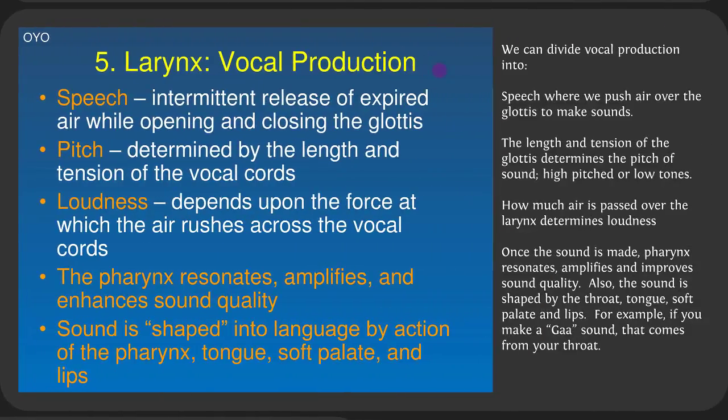We can divide vocal production into things like speech, where we push air over the glottis to make sounds. The length and tension of the glottis determines the pitch of the sound, high-pitched or low tones. How much air is passed over the larynx determines loudness. And once sound is made, the pharynx resonates, amplifies, and improves sound quality. Also, the sound is shaped by the throat, the tongue, the soft palate, and the lips. For example, if you make a ga sound, that comes from your throat, or a pa sound comes from your lips.